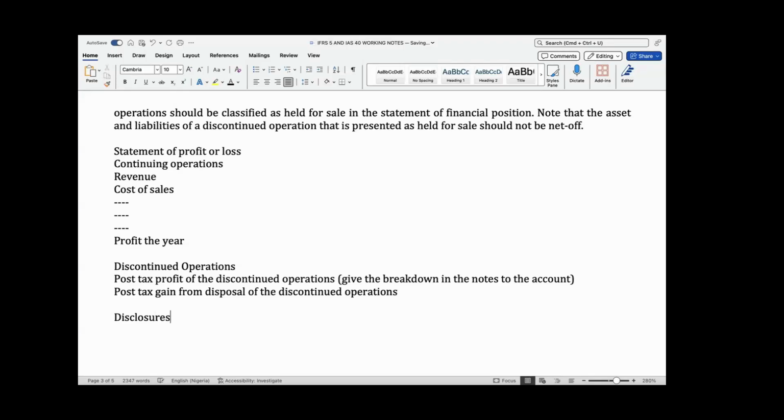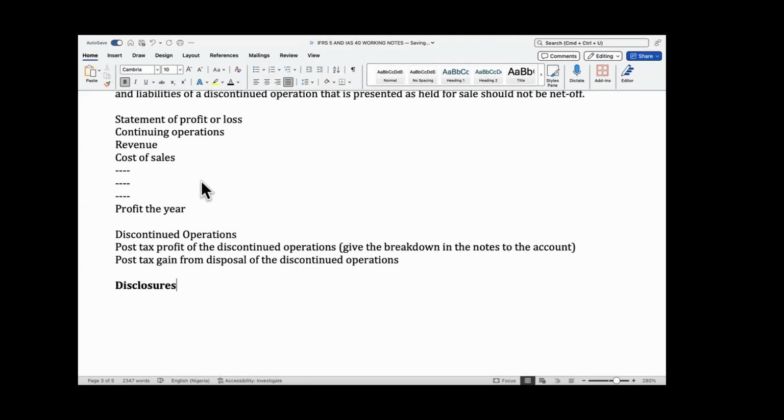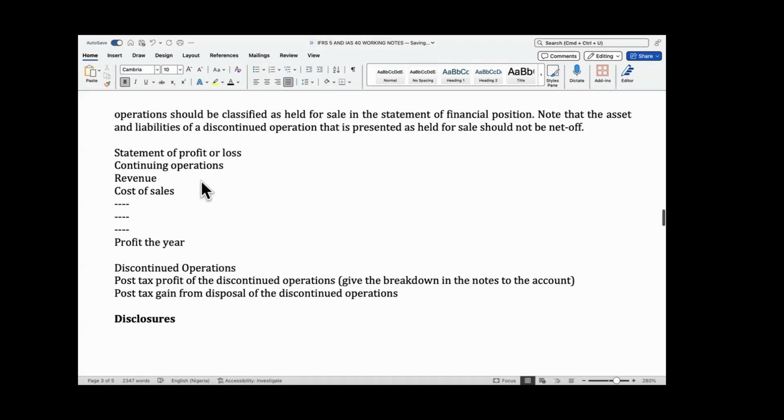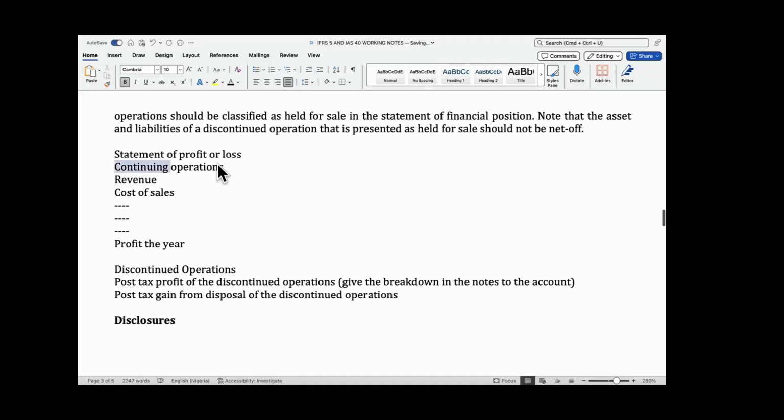So there are some disclosures that are required for discontinued operations. I think Ufama wants to ask a question. Please go ahead. So what about this continuing operation? Can you explain that, please? Oh, this is your normal operations, your other segments that are still in operation.